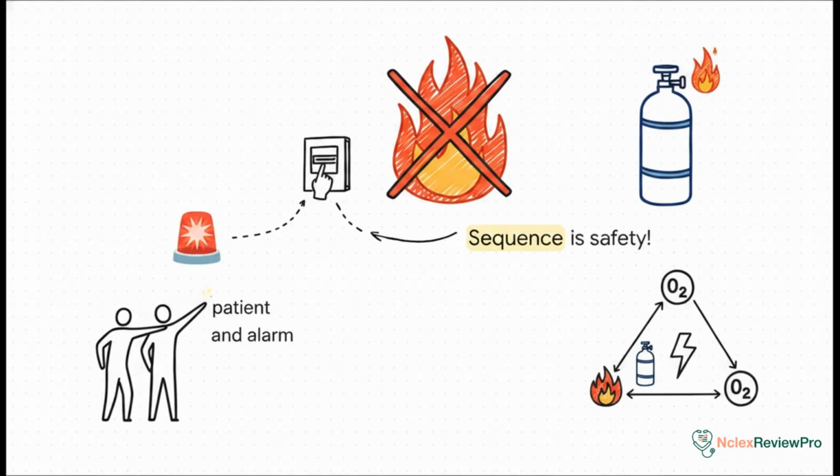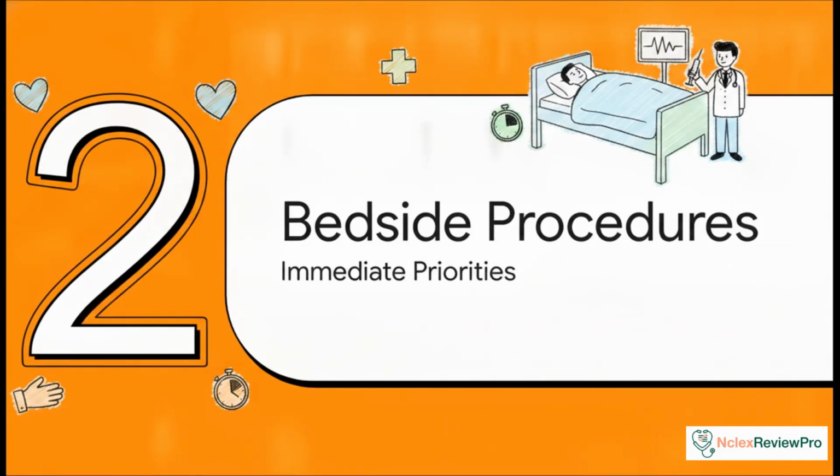And that means dodging some really common traps. A major one? Trying to play hero and put out a fire before sounding the alarm. Do not do it. The patient and the alarm always come first. Also, we really have to watch out for oxygen. Now, oxygen itself doesn't burn, but man, does it accelerate combustion. Just one spark near an oxygen setup can turn a minor issue into a total disaster in the blink of an eye. Moving right along to Section 2, bedside procedures and our immediate priorities.